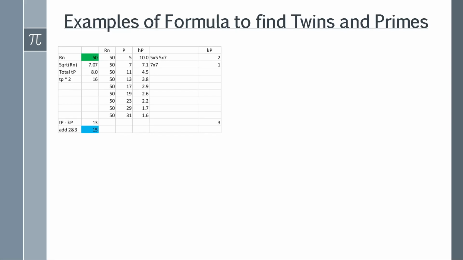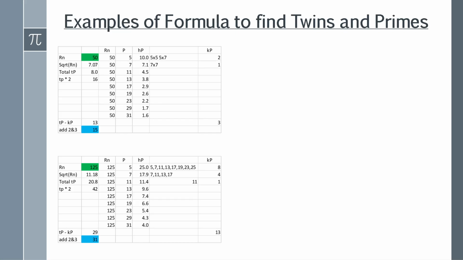And so if we look at 50, my square root is 7, so 5 and 7 are going to eliminate numbers total of 8 multiples of 6, giving me 16 total primes. I'm going to subtract 3, that's 13, add 2 and 3, gives me a total of 15.